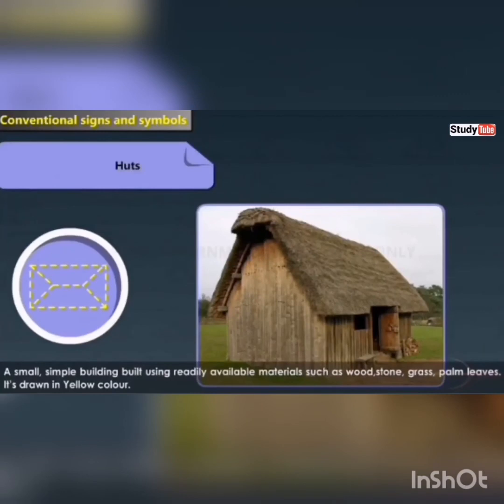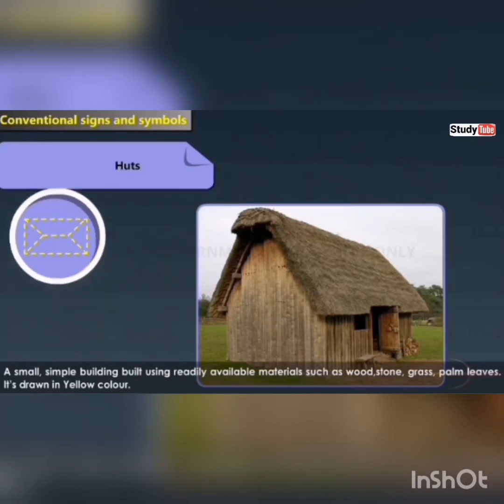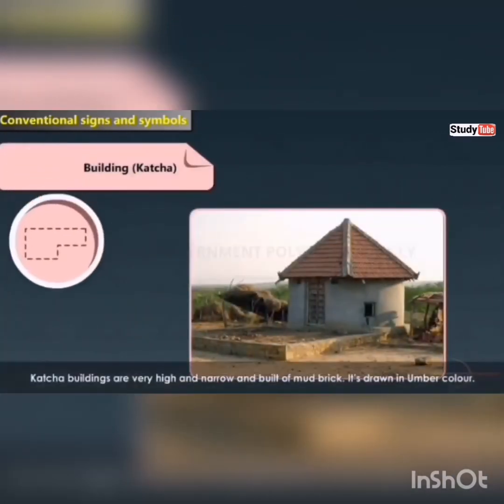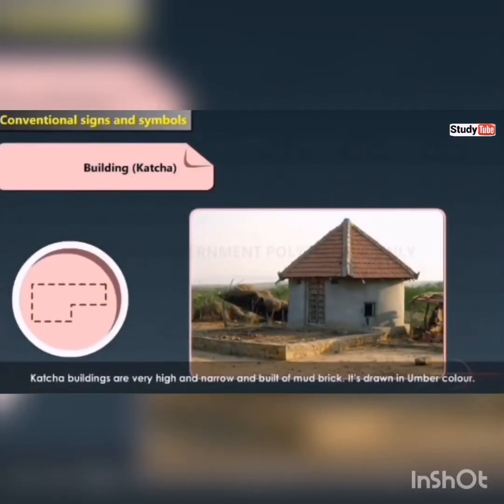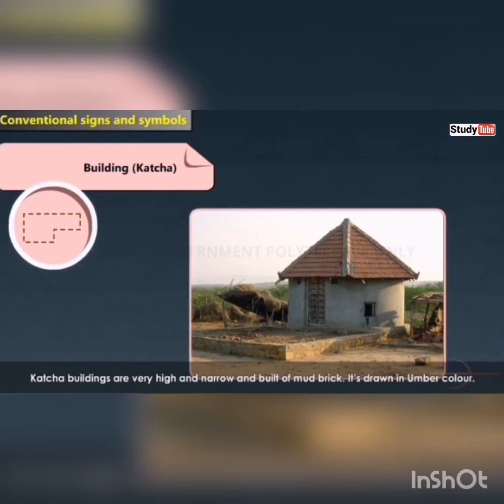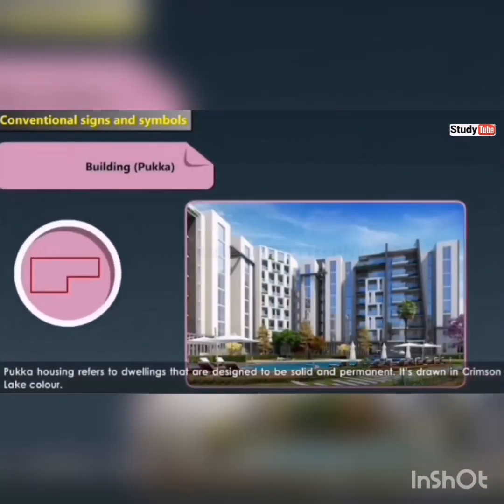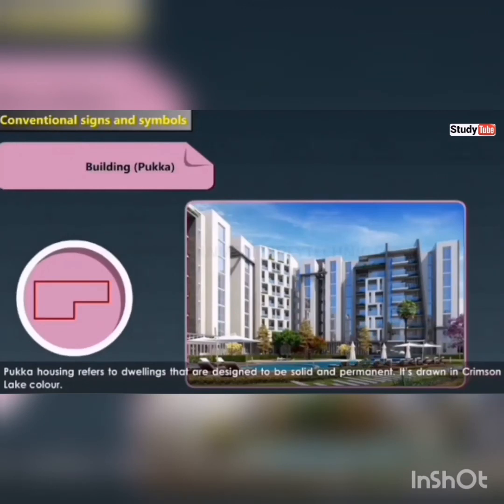Huts. A small, simple building built using readily available materials such as wood, stone, grass, palm leaves. It's drawn in yellow color. Building, that is kacha. Kacha buildings are very high and narrow and built of mud bricks. It's drawn in umber color. Building, that is pucca. Pucca housing refers to dwellings that are designed to be solid and permanent. It's drawn in crimson lake color.